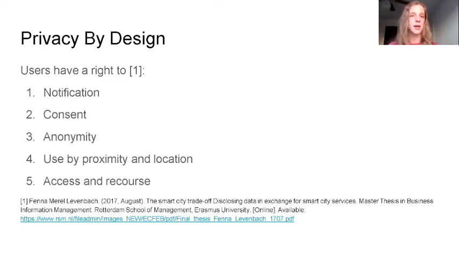The fourth concept is the right to proximity or locality-based data collection. This means that the data should only be collected when it is relevant to the user. This is difficult in smart city applications because the user is almost always close to a sensor and may not always receive tangible benefits. However, this should still be integrated into smart city plans. The fifth concept is the right to security, which is discussed later in this presentation.